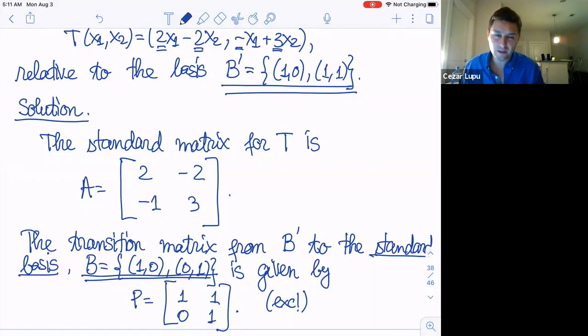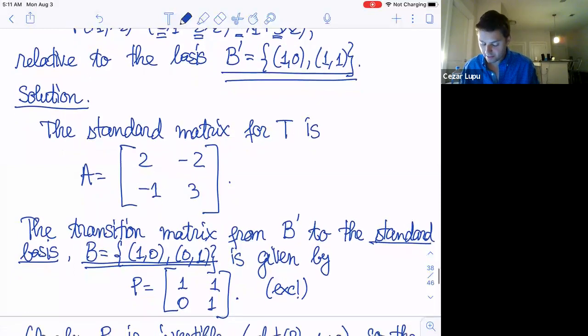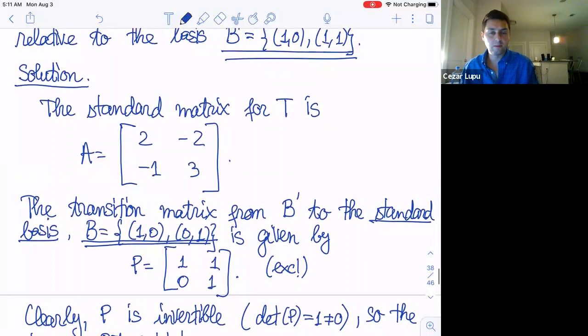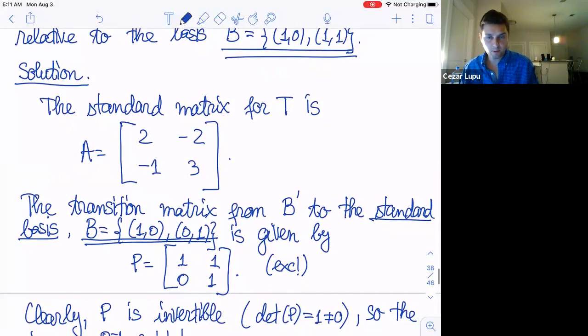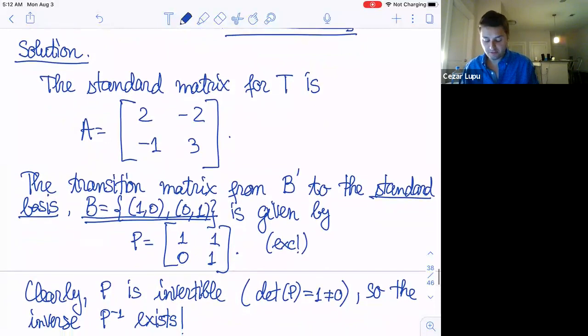In fact, we showed this, and if you go back to, I don't know what lecture exactly, we showed this in the previous chapter, exactly this example. We took these two bases. But anyway, you can redo this as an exercise. Clearly, P is invertible. The determinant is 1, so it's non-zero. So the inverse exists. That's the first thing.